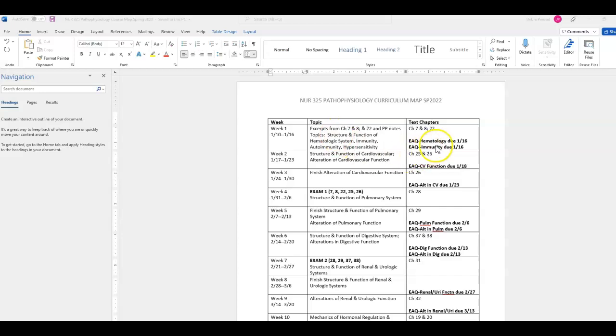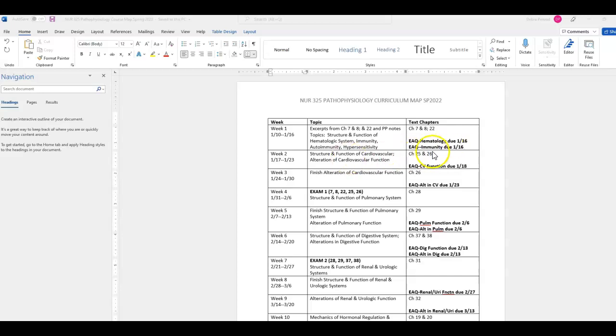And you also see that you have 2 EAQs that are due. They're due by the 16th, which is, let me look just to make sure, the 16th is Sunday at midnight. So typically the EAQs will be due then, but I do have to double back a little bit here at the beginning. These two are due Sunday on the 16th.